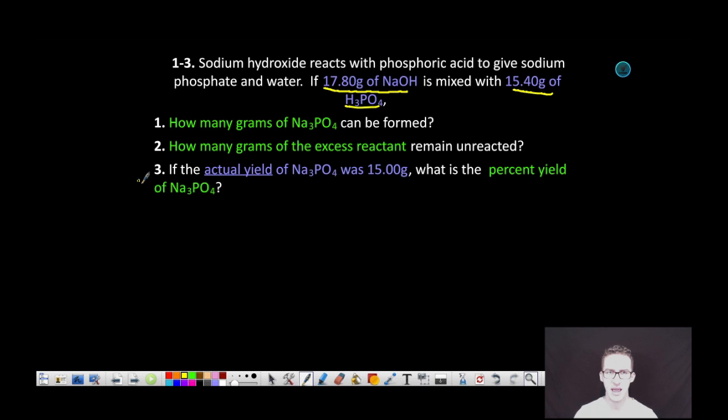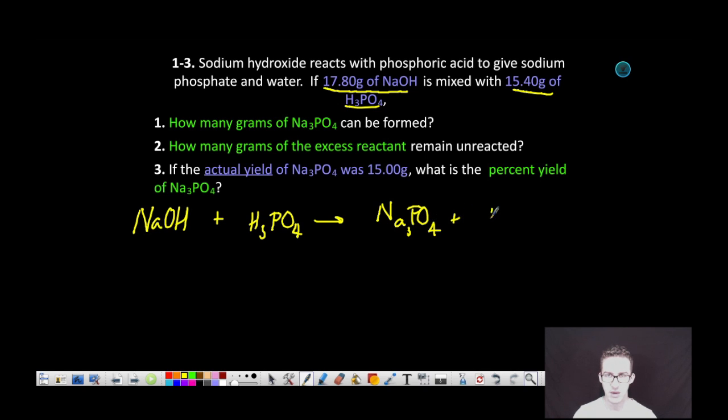So let's take a quick look here at how we can come up with a balanced chemical equation before we move forward. We've got our sodium hydroxide reacting with our phosphoric acid to yield our sodium phosphate and water. So this is a neutralization reaction. We've got our base, we've got our acid. This is clearly an acid-base neutralization reaction. We're making some salt and water.